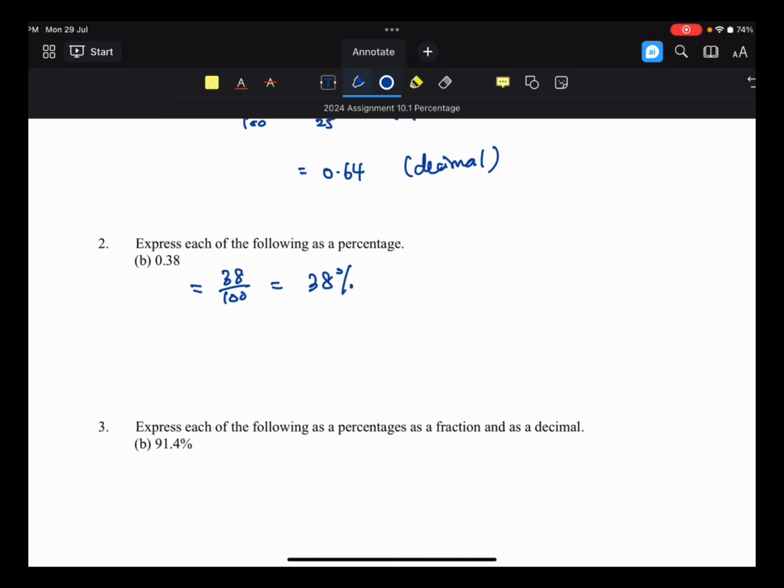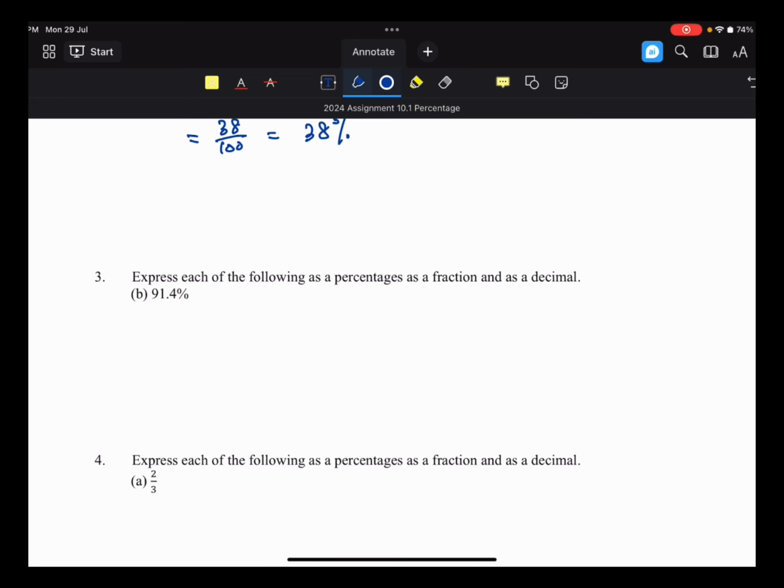There we go, right? Now express each of these percentages as a fraction and as a decimal. So this one we want both, right? So this one is 91.4 over 100, okay? And if you reduce it to simplest form, it should give us 457 over 500, which is also equal to 0.914, right? So this one is fraction, this one is decimal.